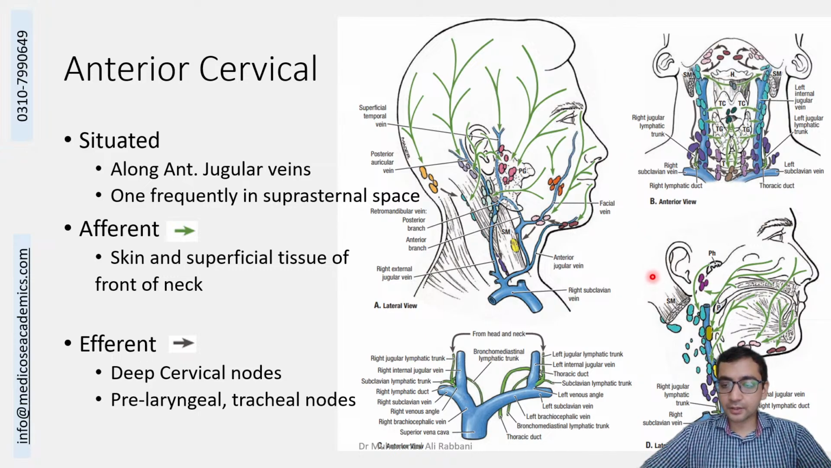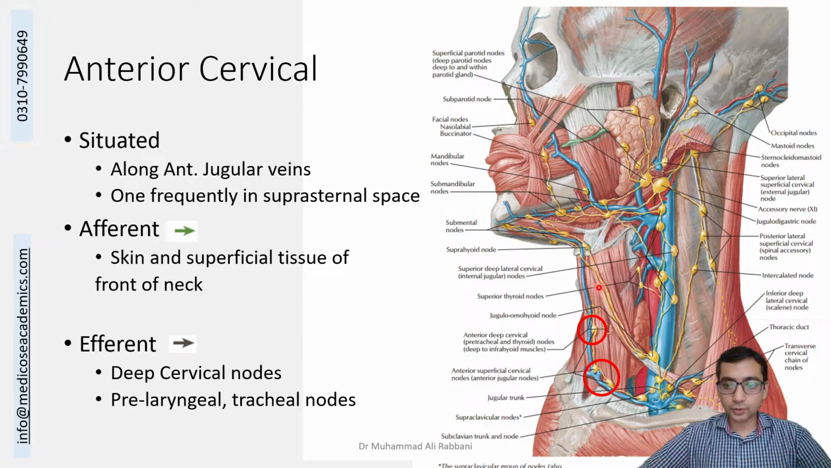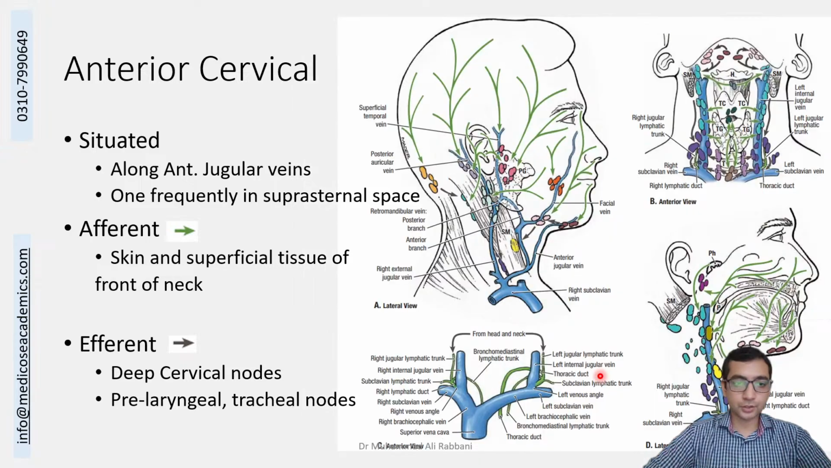Then we are left with the anterior cervical nodes, not very clearly shown in this picture. They are placed somewhere here near the anterior jugular nodes, and some of them are in the suprasternal space. The suprasternal space is the cavity in the investing layer of deep cervical fascia just above the jugular notch. The ones in front go down to the deep cervical nodes, and they go into the prelaryngeal and tracheal nodes. So they are shown here running across along the anterior jugular vein.